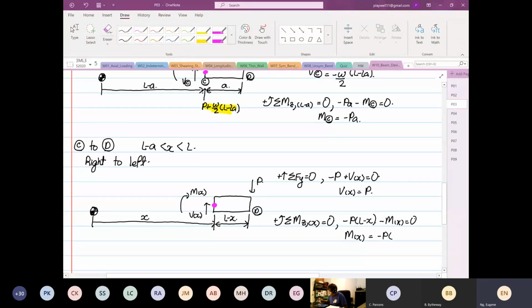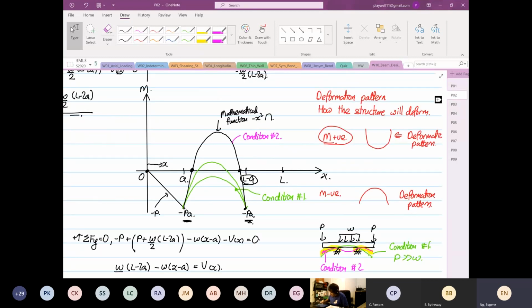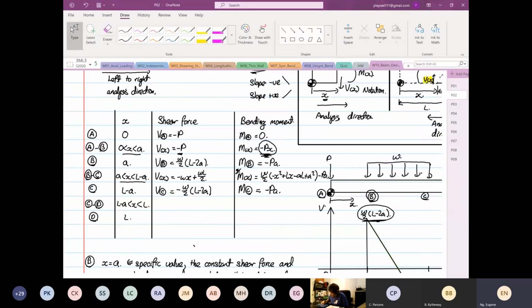Sorry, it will be minus PL minus x. So this is equal to Px minus PL. Okay, so now we have our equation. So going back to our table, V as a function of x is equal to P.